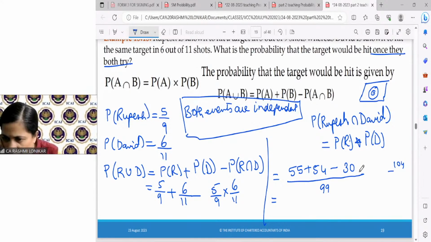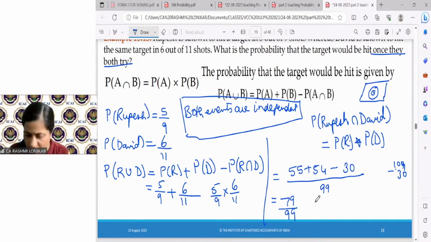104 minus 30. 109, sorry. 109 minus 30. It is 79. So 79 upon 99 will be the answer.